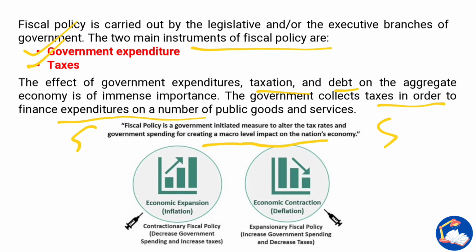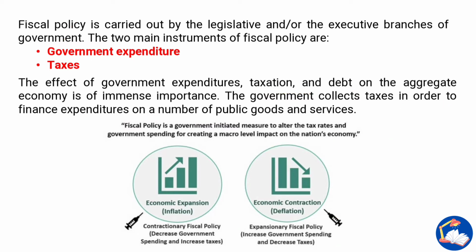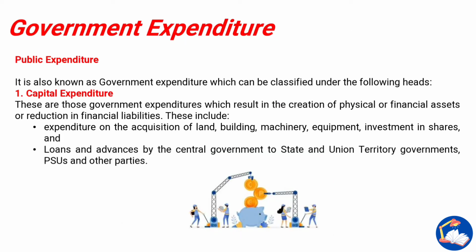In case of economic expansion, that is inflation, we have contractionary fiscal policy, so decrease government spending and increase taxes. In the case of economic contraction, that is in case of deflation, we have expansionary fiscal policy, that is increase government spending and decrease taxes. What is government expenditure? That is public expenditure. So it is also known as government expenditure, which can be classified under the following heads.